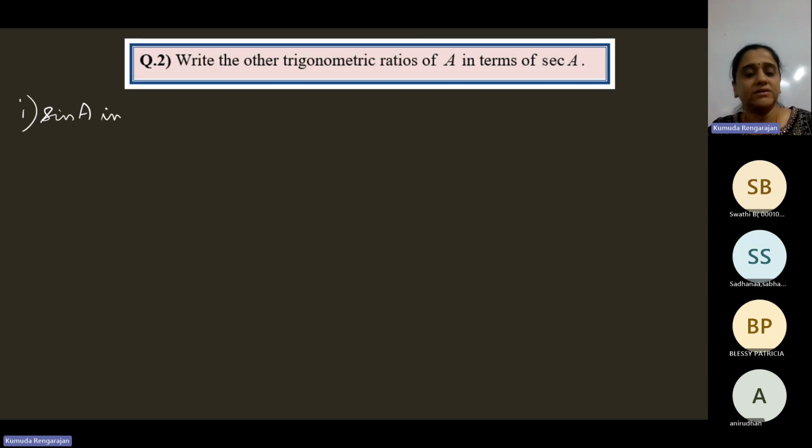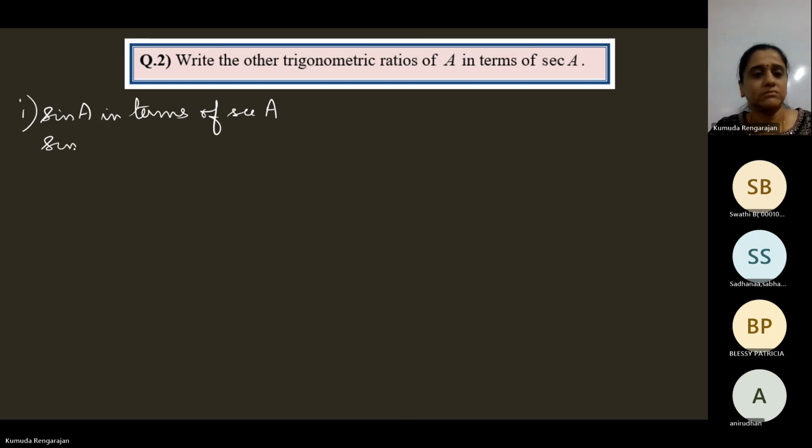So sin A in terms of secant A. Now that you've understood, I'll just write it. You also understand and take it down along with me. Yeah, start writing with me.